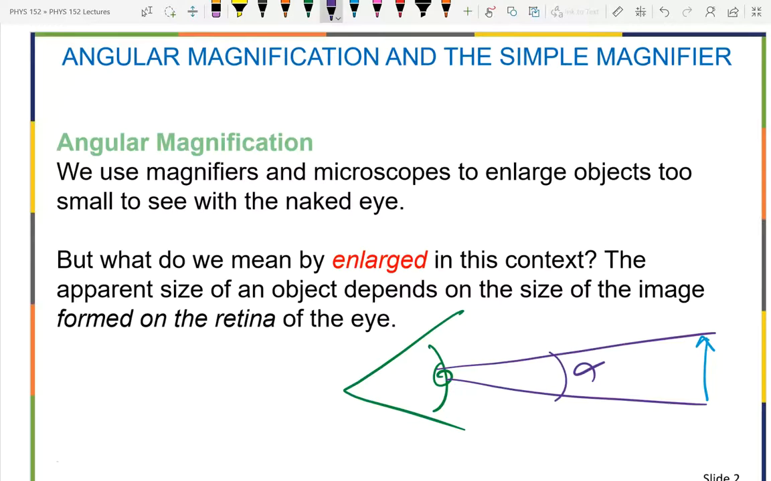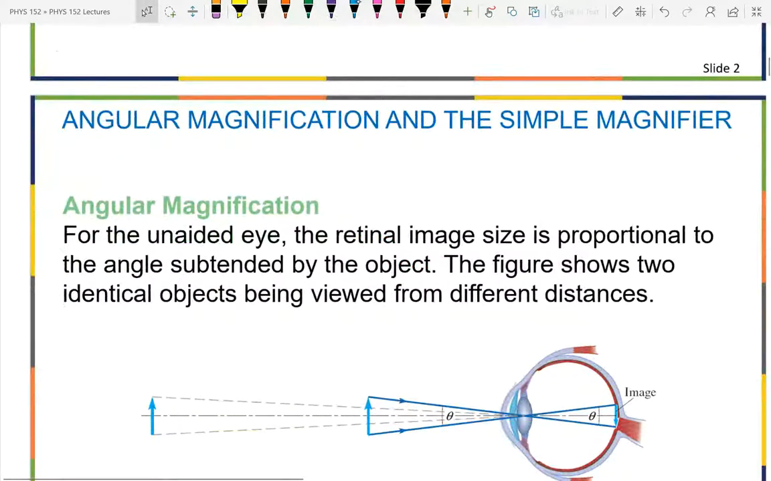It's increasing the angle. Now, I have a clicker question that's coming up in just a moment.